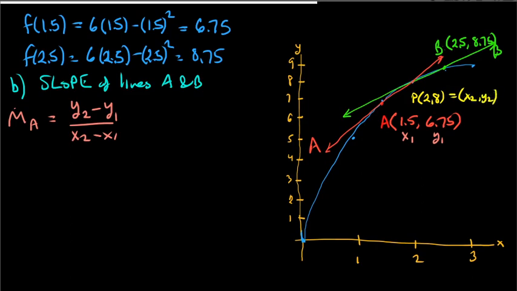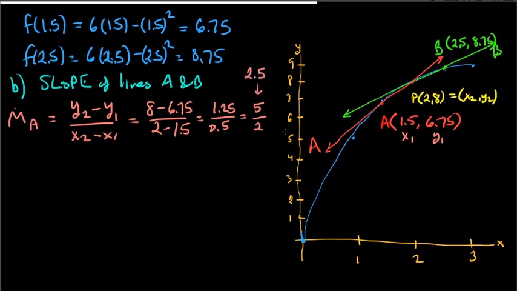But we could have switched them if you wanted. All right. So just plug in the numbers. y2 is 8, y1 is 6.75, and x2 is 2, and x1 is 1.5. So what do we get? We get 1.25 divided by 0.5, which I think is 5 over 2, right? Or if you prefer, 2.5. So that's the slope of this red line. It's 2.5, which is pretty steep.